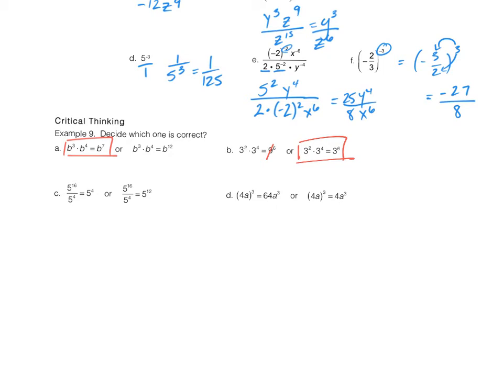For C, this is a quotient rule, in which case the bases all stay the same, and then 16 minus 4 is 5 to the 12th, so this is my answer. For D, remember, we have to distribute that exponent to everything inside the parentheses, so it is not just 4 times a cubed, it is also 4 cubed, which is 64, giving us this as our correct answer.